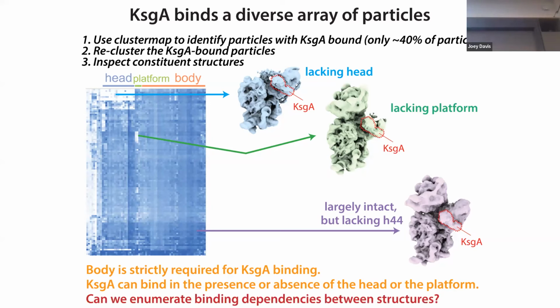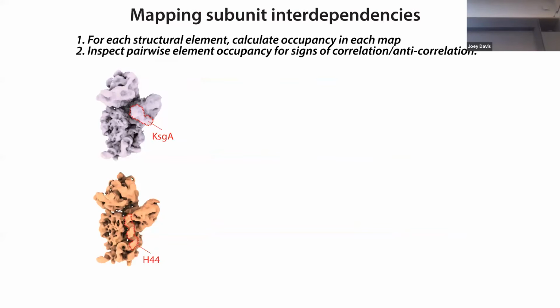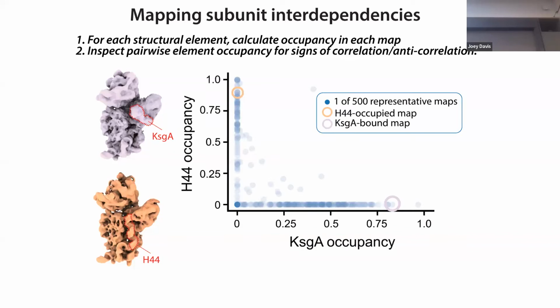All right. The next question we asked is, can we now use this to enumerate binding dependencies between structures? What I mean by that is, since we have the occupancy for each element for each one of the particles that we have a structure for, we can just look at correlations between them. You could look at things like this one, helix 44 and this protein KsgA. You can actually see that they might sterically occlude one another, and so perhaps it's not surprising that they're mutually exclusive. Whenever KsgA is high, there's no H44. Whenever H44 is high, there's no KsgA.